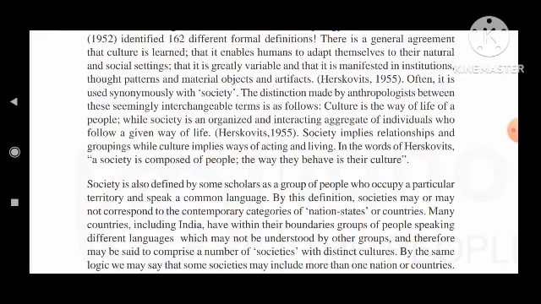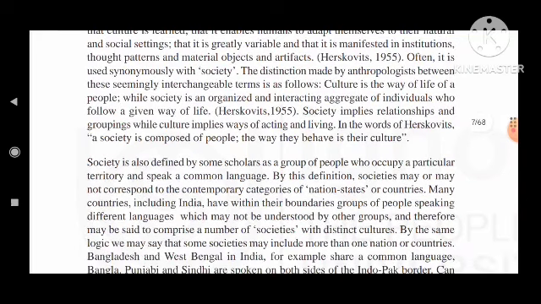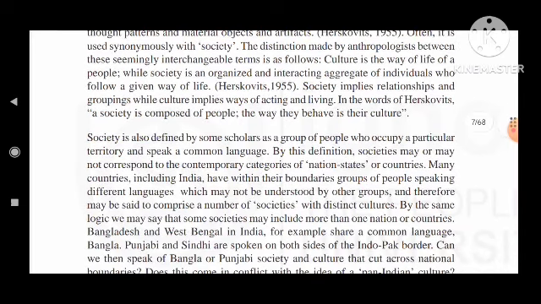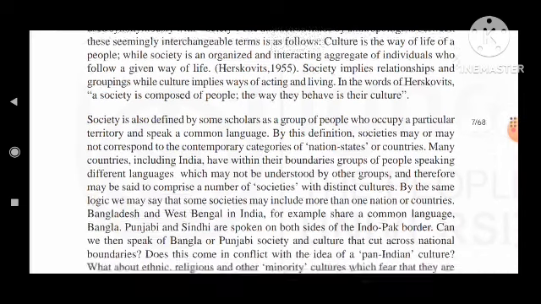Society implies relationships and groupings, while culture implies ways of acting and living. In the words of Herskovits, a society is composed of people. The way they behave is their culture.